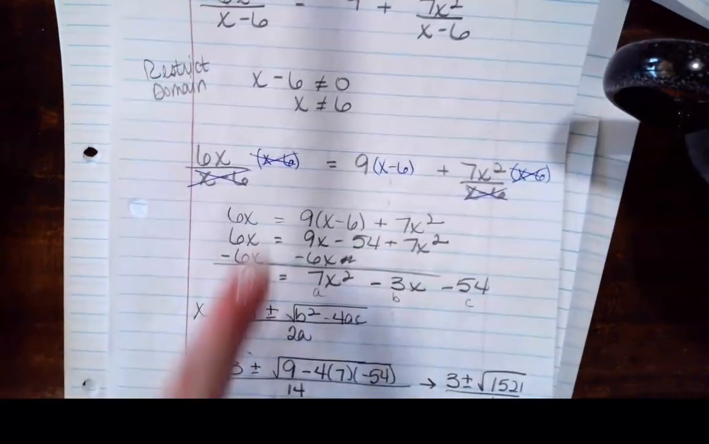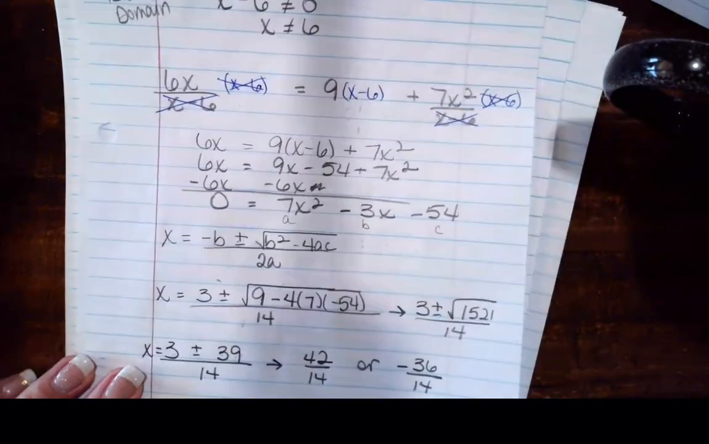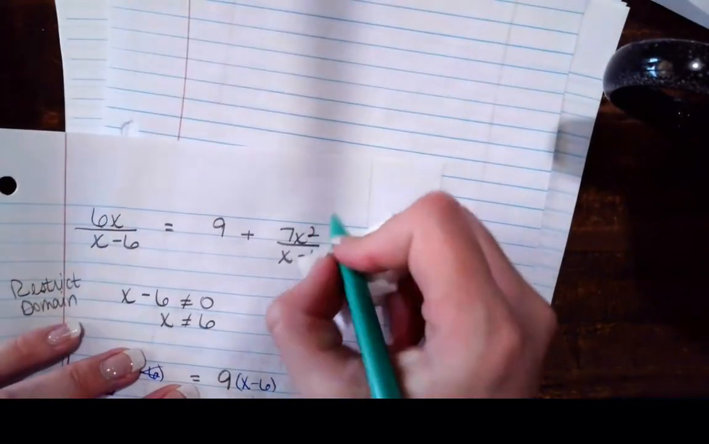Okay, so you have 2 answers. Do not forget to go back up and check. Am I allowed to use it? The only one that's off limits is 6. I didn't generate a 6, so I've got 2 answers, 3 and negative 18 over 7.